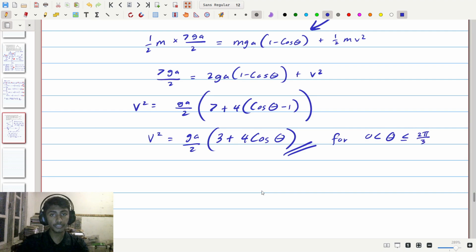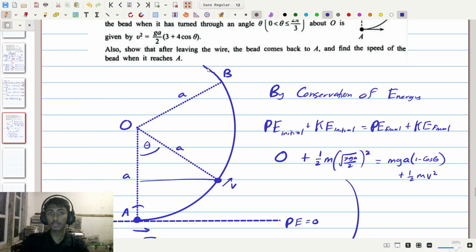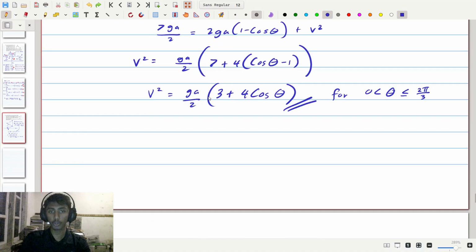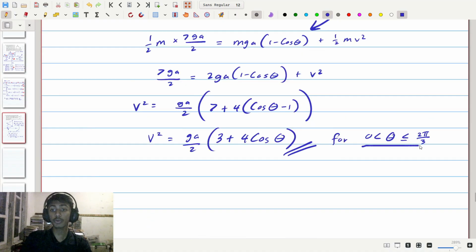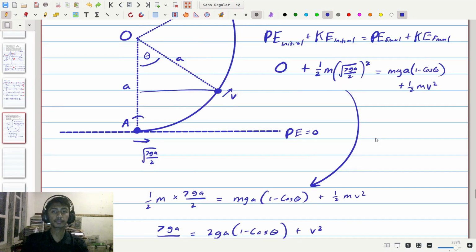And the reason for this is that when we get to theta equals 2 pi by 3, after that point we're no longer going to be on this circular path, and due to that this equation no longer holds. So for that reason we'll say it only works for theta in between 0 and 2 pi by 3 radians.